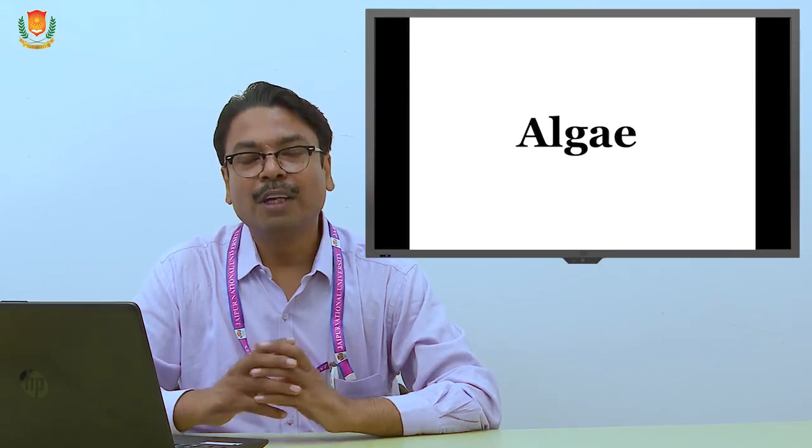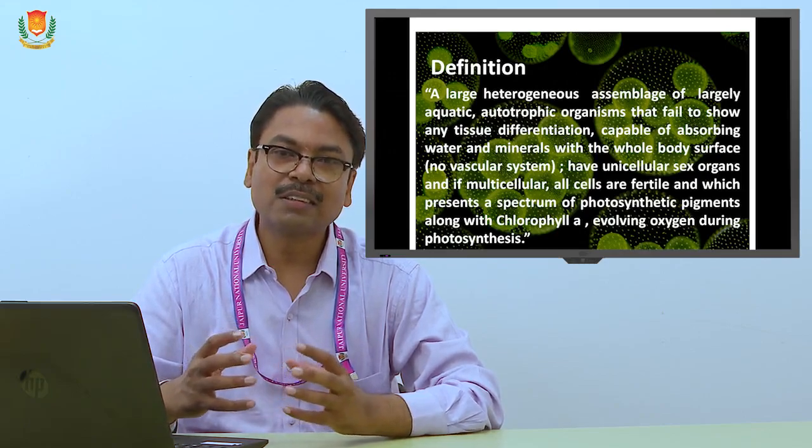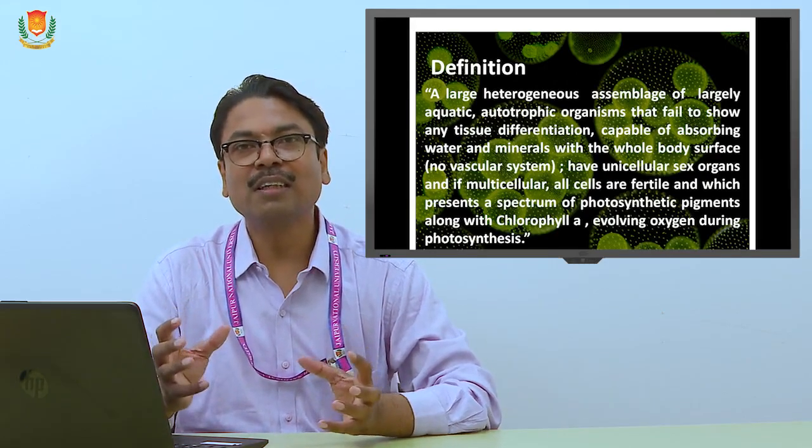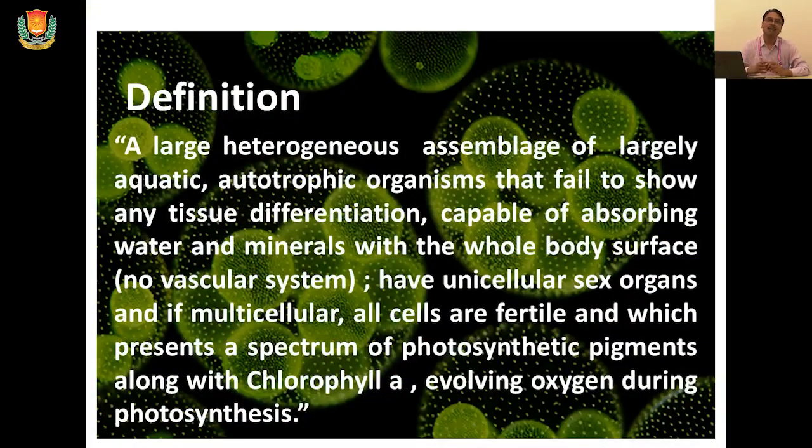So when you go for defining algae, you must include all the important attributes with the help of which algae as a group can be characterized. So here we go, and we would see the definition of algae. It is a large heterogeneous assemblage of largely aquatic organisms. When I say largely aquatic, that means not necessarily all algal organisms are aquatic. Most of them are aquatic, but some of them may also be found on soil.